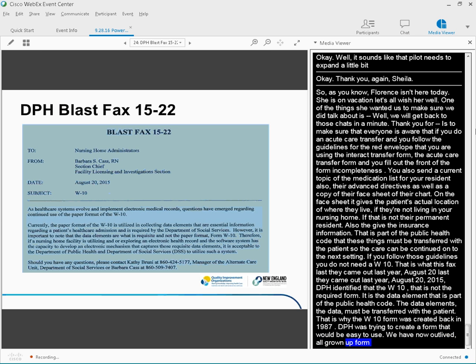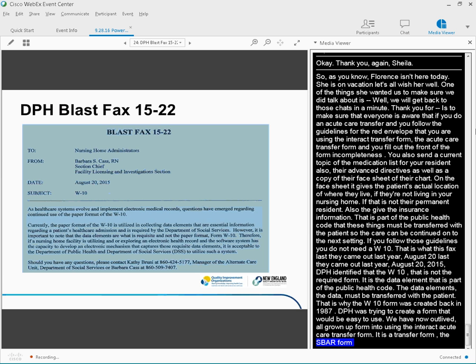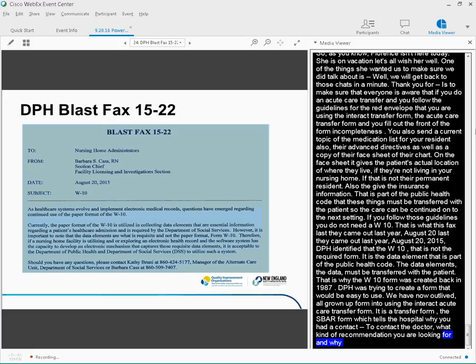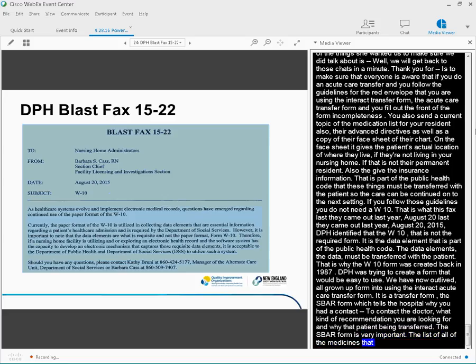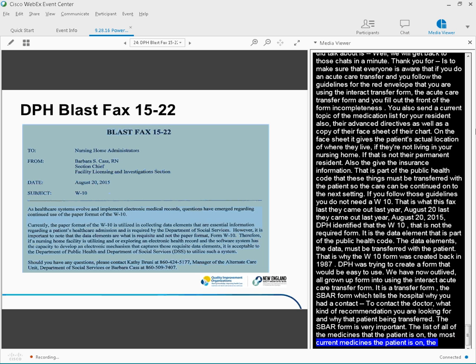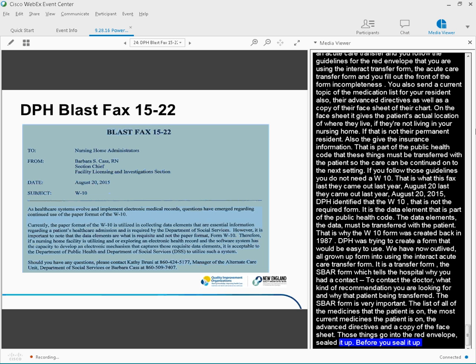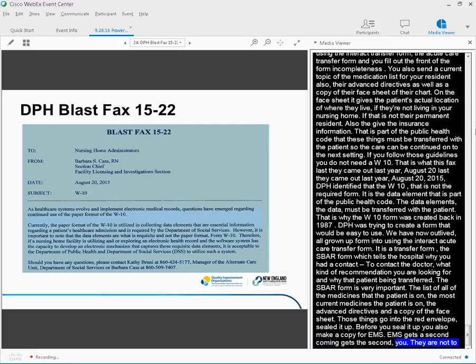So it's the transfer form, the SBAR form, which tells the hospital why you had to contact the doctor, what kind of recommendations you were looking for, and why that patient's being transferred. So the SBAR form is very important. And it's the list of the most current medicines the patient's on, the advance directives, and a copy of the face sheet. Those things go into the red envelope, and before you seal it up, you also make a copy for EMS. Remember, EMS gets that second copy. They are not to go into that red envelope. That is only for the emergency department.